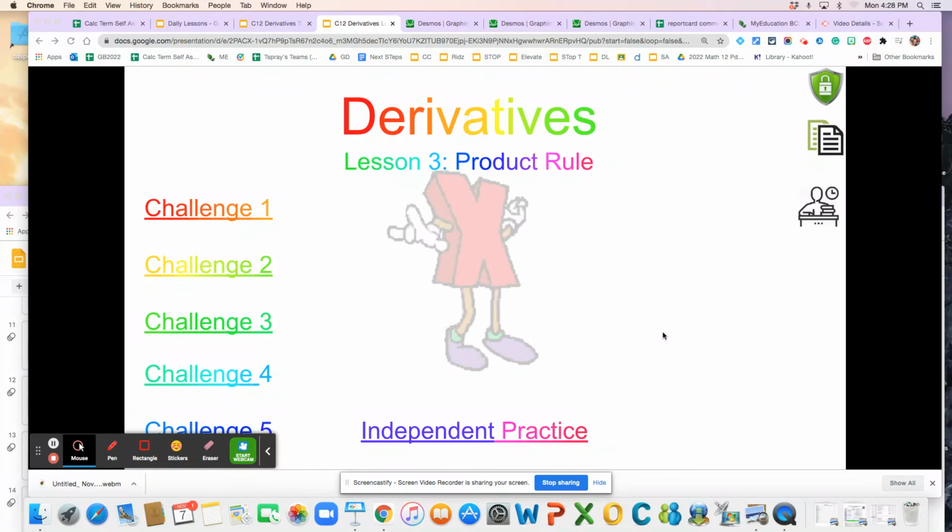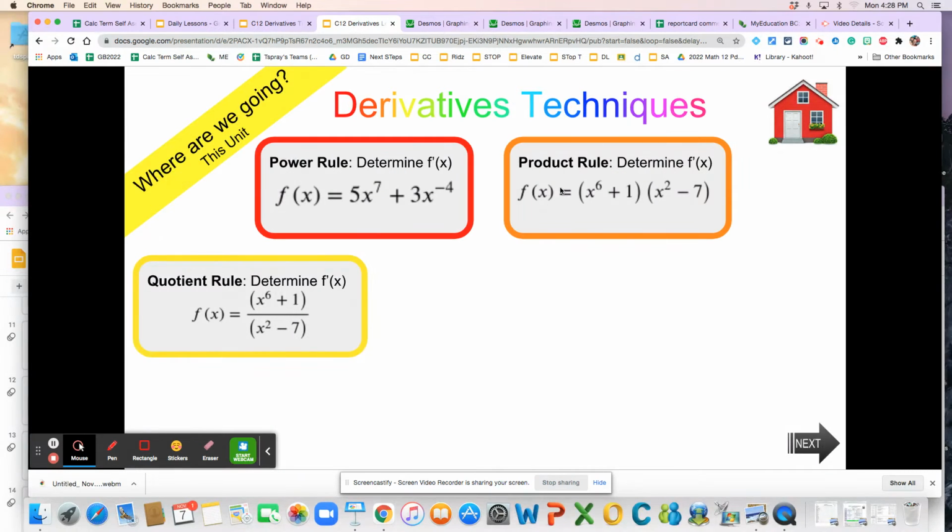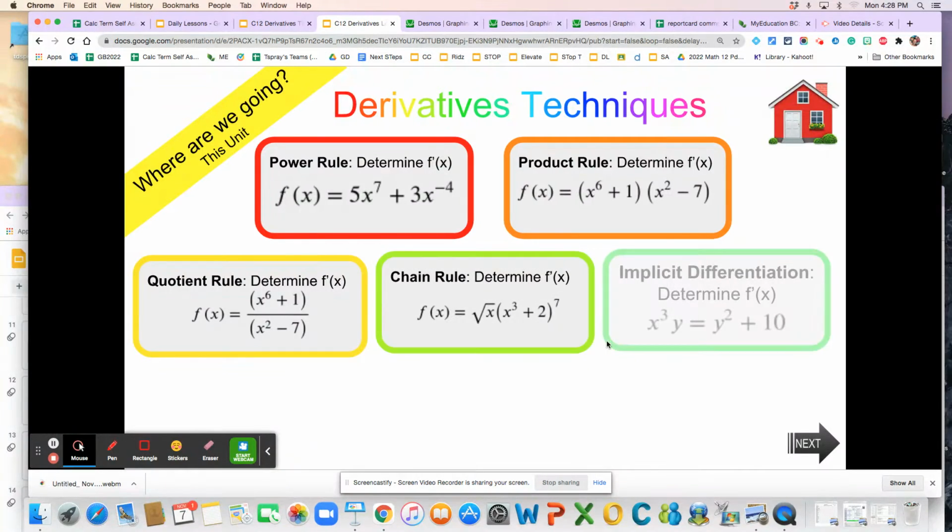Okay, friends, this is lesson 3. We're going to learn about the product rule, and here we go. By the end of this day, you'll be able to find the derivative of two functions multiplied by one another.